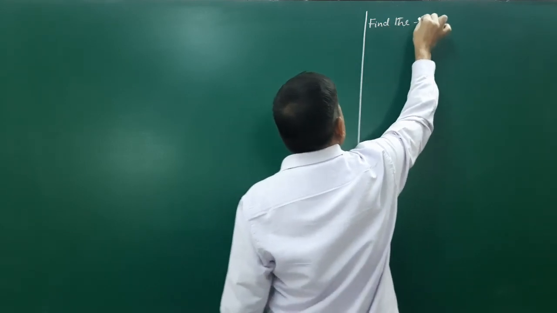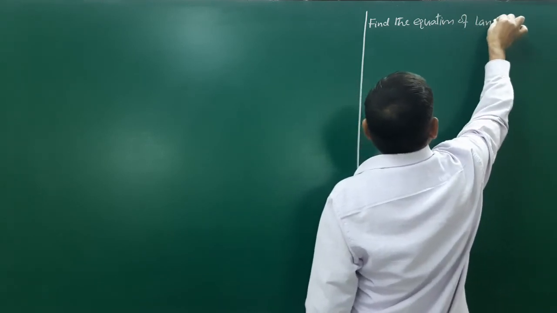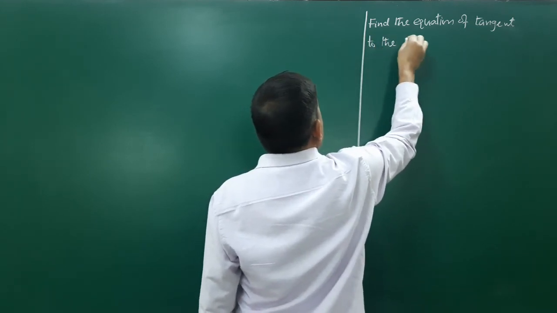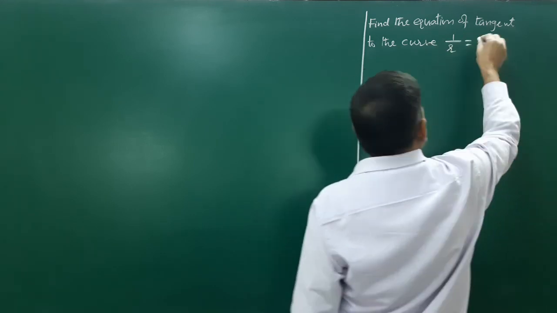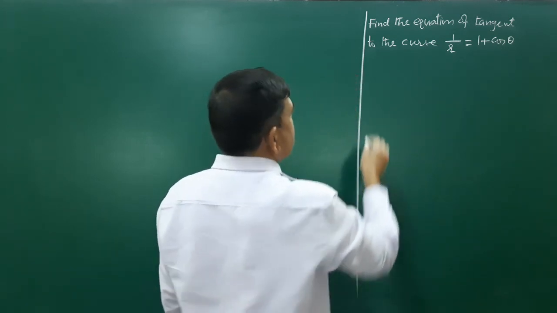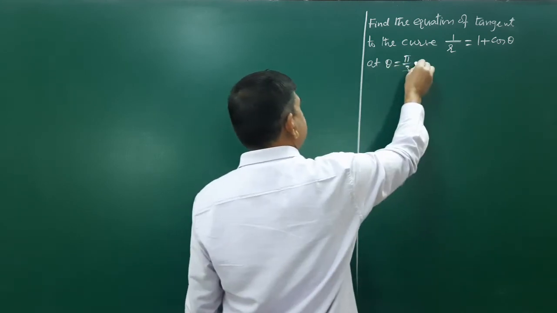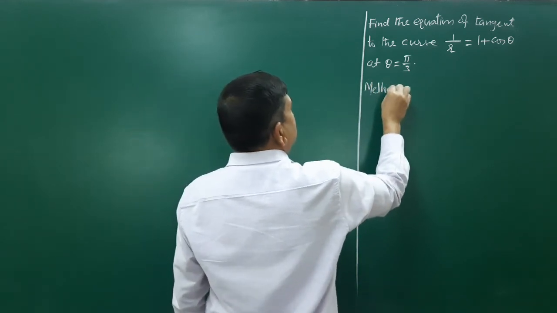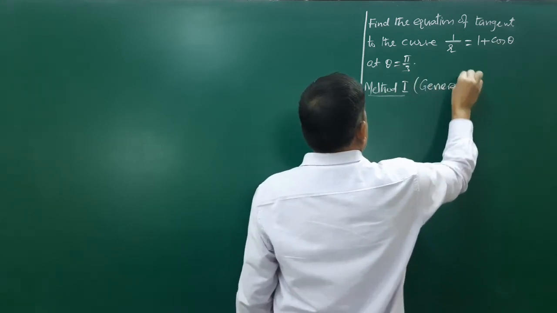Find the equation of tangent to the curve 1 upon r equals 1 plus cos theta at theta equals pi by 3. Method first. General method.